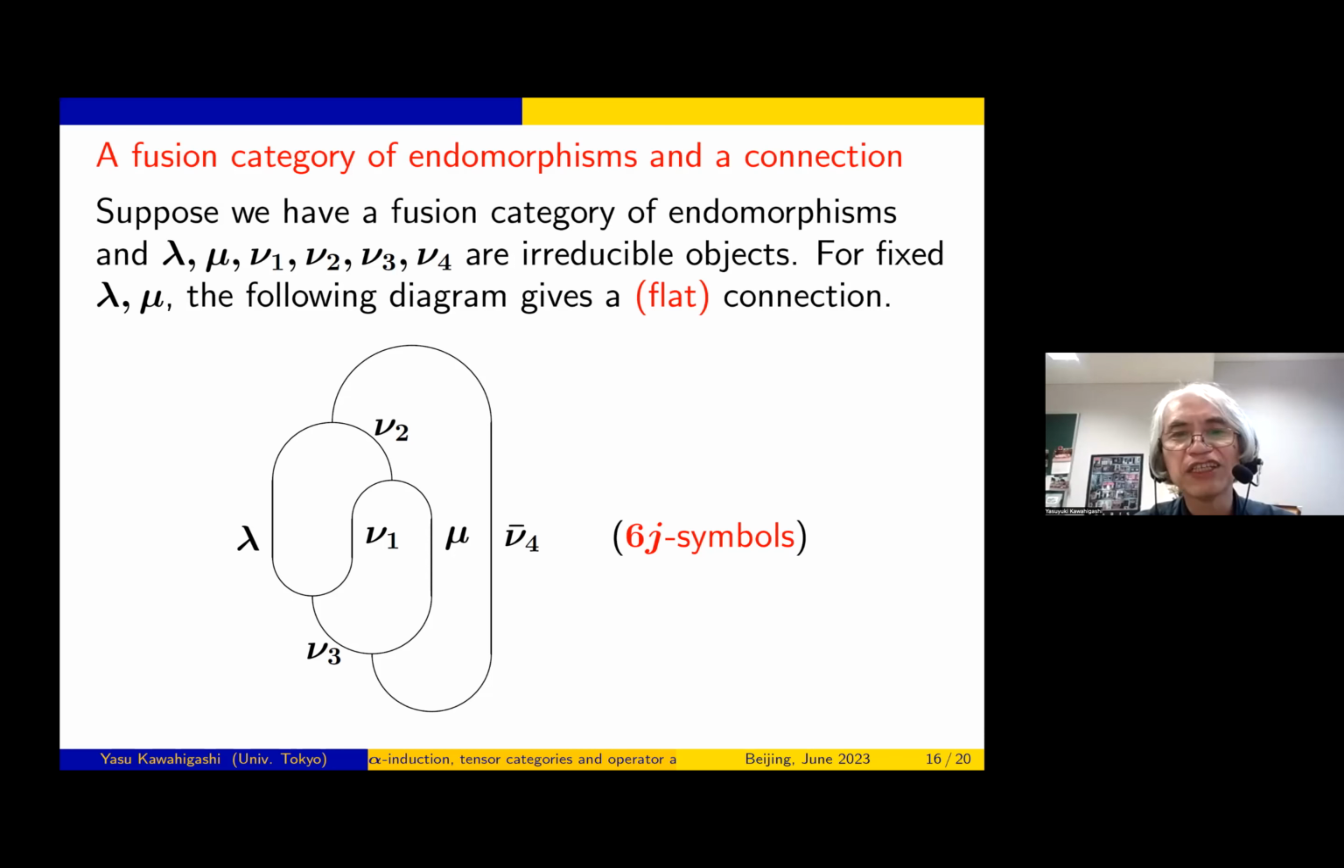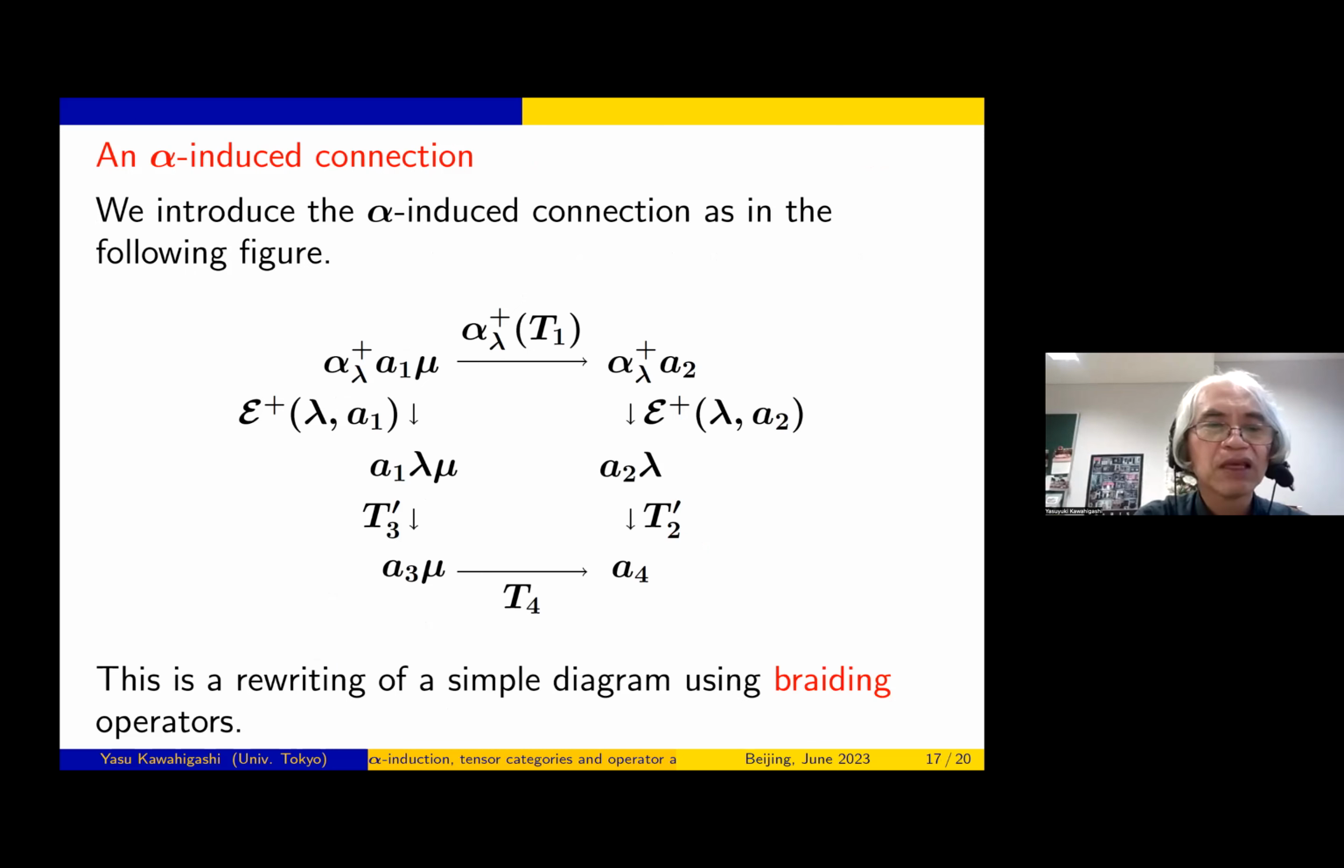And this also gives a biunitary connection. In subfactor theory, this gives an especially nice class of biunitary connections, which is called a flat connection. So we have an example of a flat connection arising in this way. This is a standard construction of a flat connection from a fusion category. Then we want to formulate alpha induction in this framework. So we introduce the alpha-induced connection using alpha-induced endomorphisms as in the following picture.